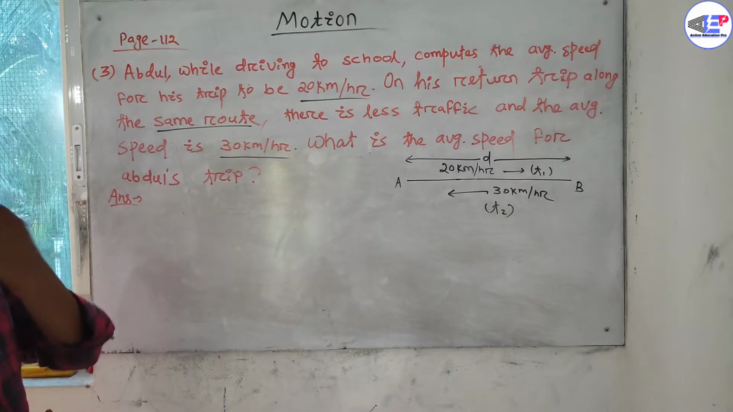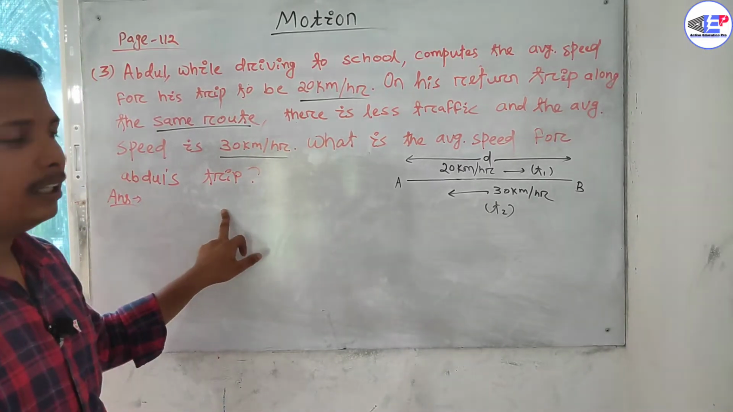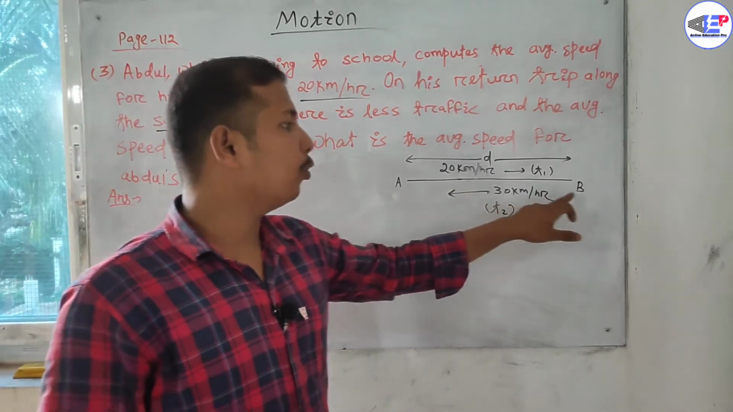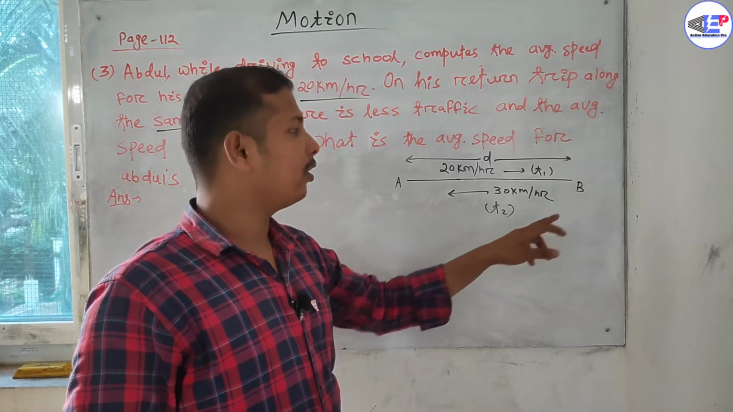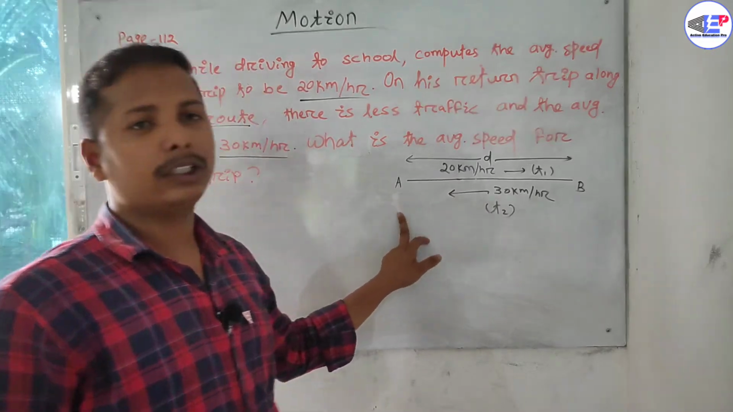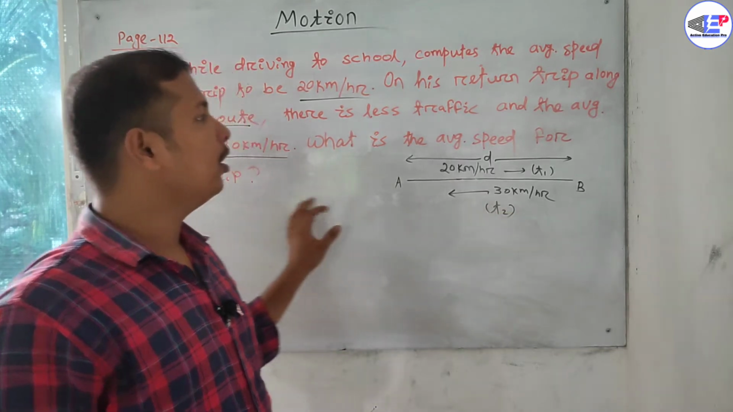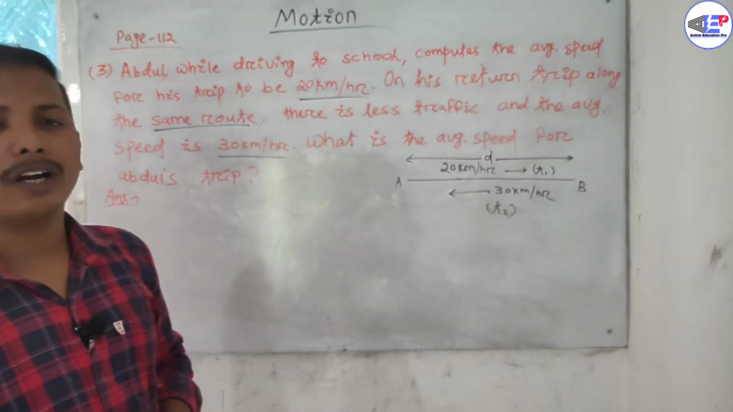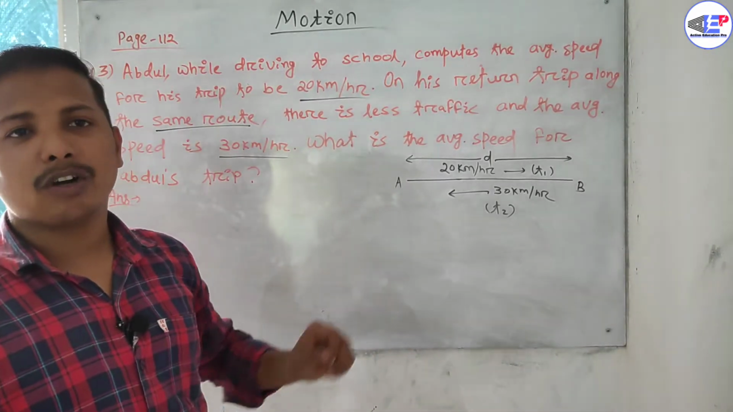Question is given that we have to find out the average speed of Abdul for the total journey. Given that let Abdul travels from point A to B with a speed of 20 km per hour and returns from point B to A with average speed of 30 km per hour. Here the distance is not given. We know that average speed is total distance divided by total time, but here total distance is not given.